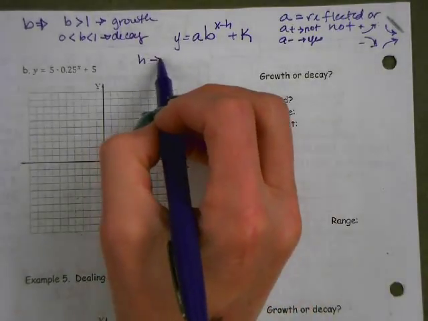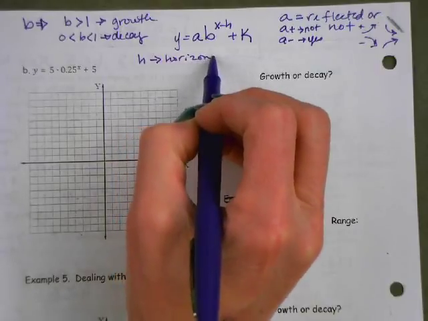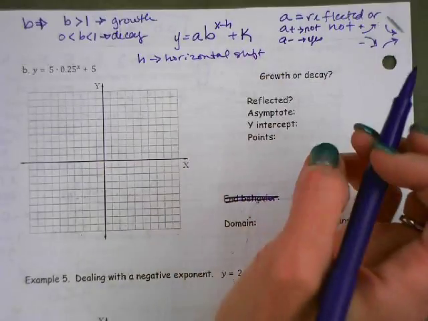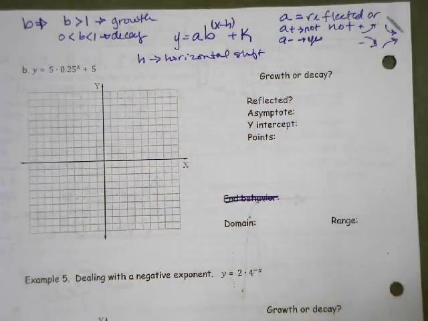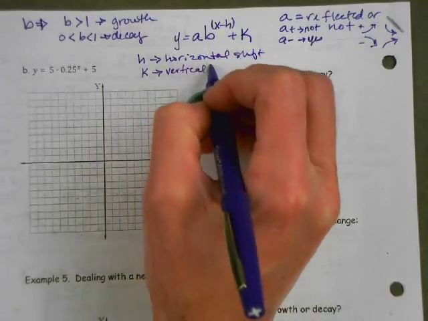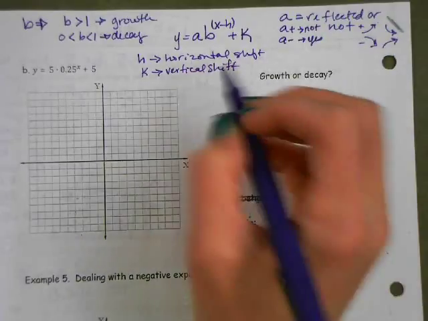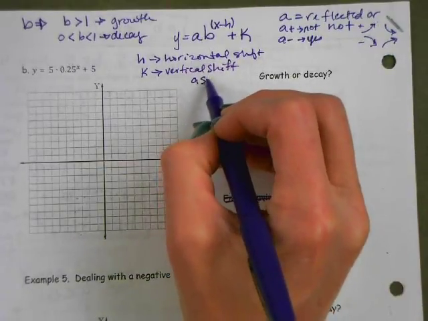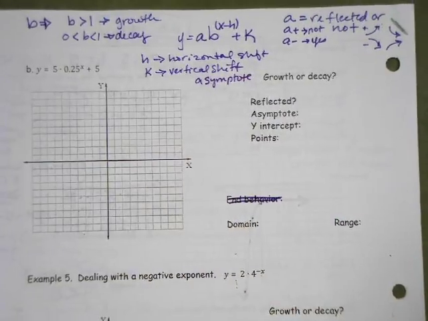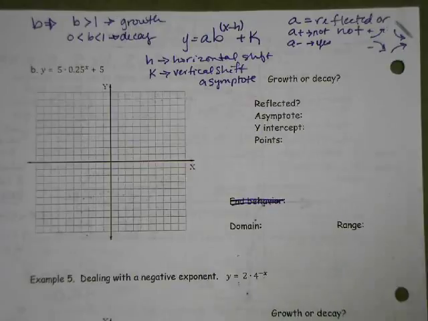Then we had the H, and the H was the horizontal shift. The H is on the exponent, so you might want to see it like that. And then the K is going to be the vertical shift. And it's also going to be your asymptote, the line that your graph will approach but never cross. So that was kind of what we did the last class period.